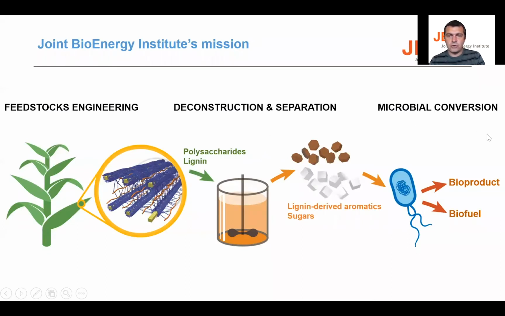So this is to illustrate what we do at JBEI. We produce bioproducts and biofuels using engineered microbes, which are grown using sugars and aromatics derived from lignocellulosic biomass. So in the feedstocks division at JBEI, my role is to engineer bioenergy crops to facilitate this process.